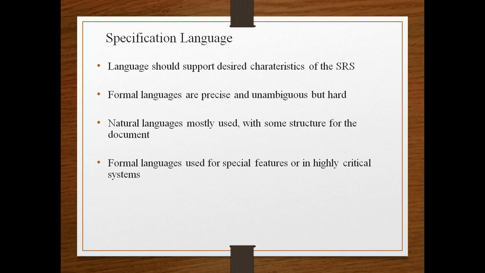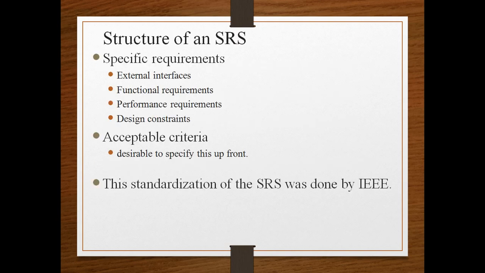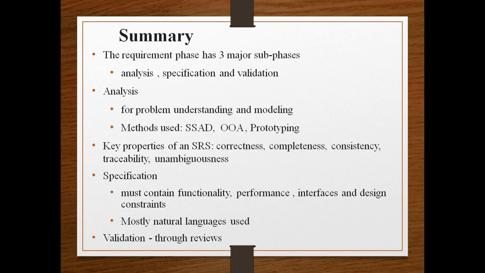Specification language should support the desired characteristics of SRS. It should not be ambiguous and it should be precise. Natural languages are mostly used with some structure for the document, and formal languages are used for special features or highly critical systems. Structure of SRS: specific requirements, that is external interfaces, functional requirement, performance and design. Acceptance criteria: it is desirable to specify this upfront. This standardization of SRS was done by IEEE.